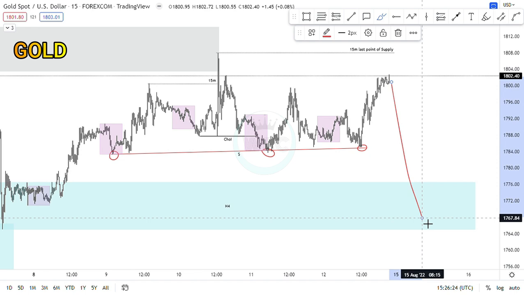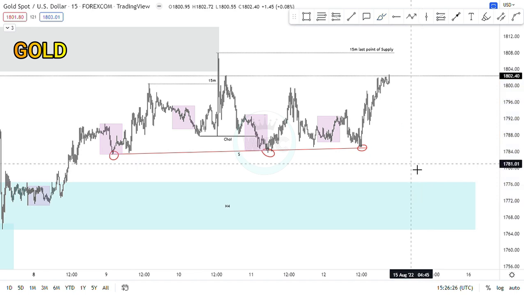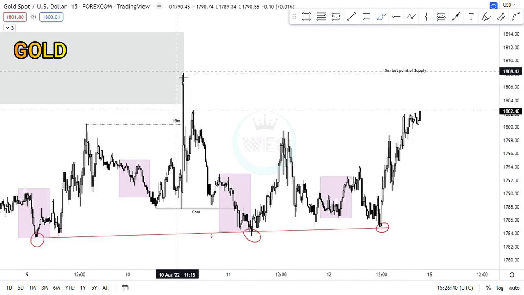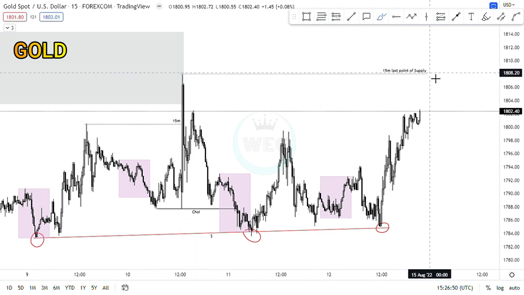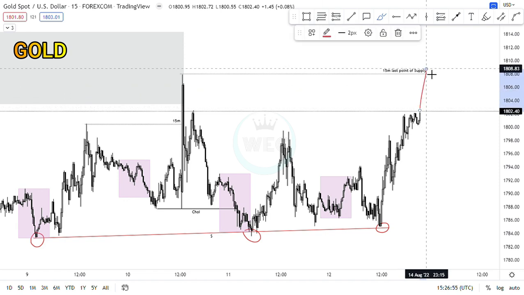Okay, so that gives me that confidence, right? But then we can see this beautiful high in here, right? So this was the high that was created last week, right? And this same last week's high is the last point of supply of M15, right? What it means is that if this high is broken, M15 will be what? Bullish, will turn bullish.